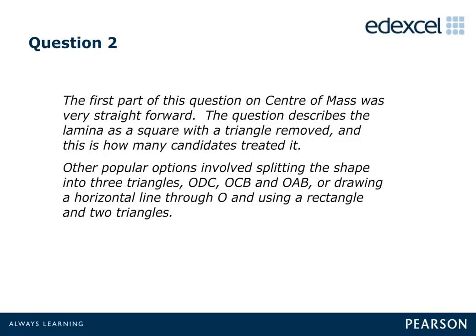Turning to question 2, the lamina in this question was quite simple when compared with some shapes that candidates have dealt with in recent past papers. The first part of this question was very straightforward. The question describes the lamina as a square with a triangle removed, and this is how many candidates treated it. Other popular options involved splitting the shape into 3 triangles, ODC, OCB, and OAB, or drawing a horizontal line through O and using a rectangle and 2 triangles.